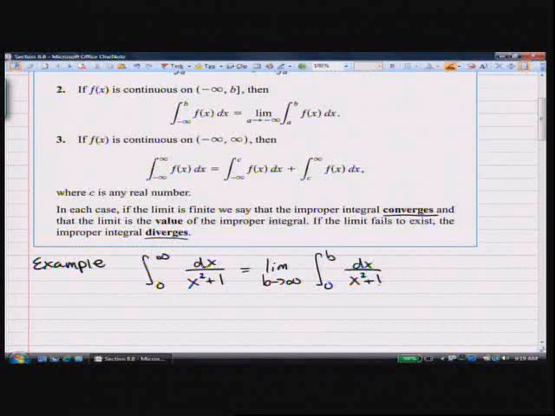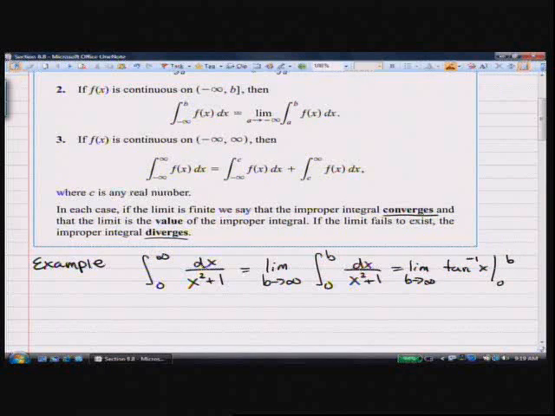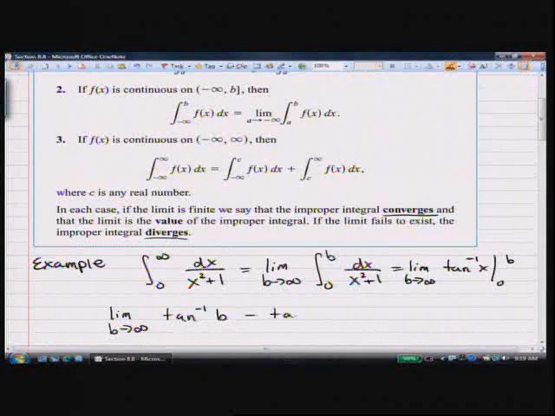So this is going to be equal to the limit as b goes to infinity of inverse tangent x evaluated from 0 to b. And so you'll think of the limit as b goes to infinity of the inverse tangent of b minus the inverse tangent of 0.